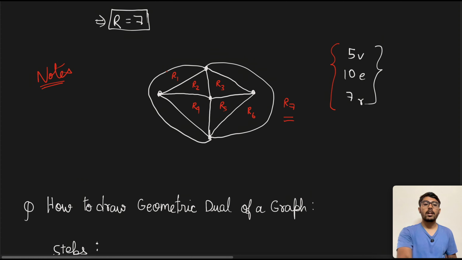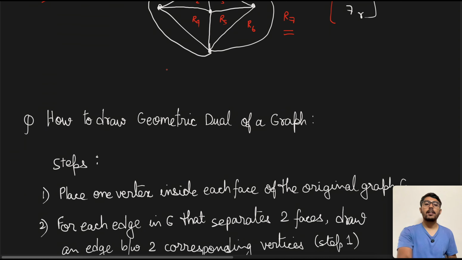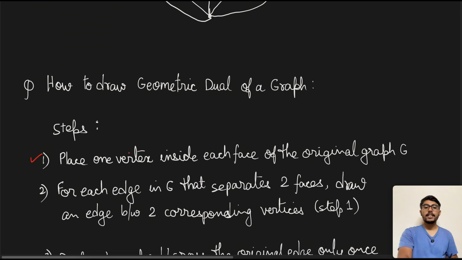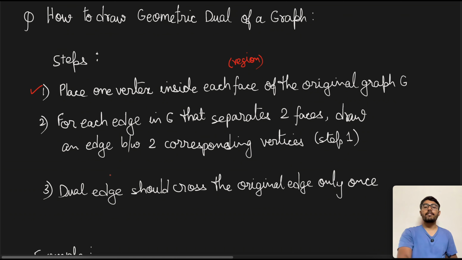Next, we are now asked to basically draw the geometrical dual of a graph, right. The steps to that are: place one vertex inside each face of the original graph. Face means region. For each edge in G that separates two faces, draw an edge between those two corresponding vertices, as in step 1. A dual edge should cross the original edge only once. So the new edge that we are going to draw should pass the original edge only once. And there is one more, which is if there is a dangling edge, right, then we'll have to loop over that region as a different edge in the dual graph.